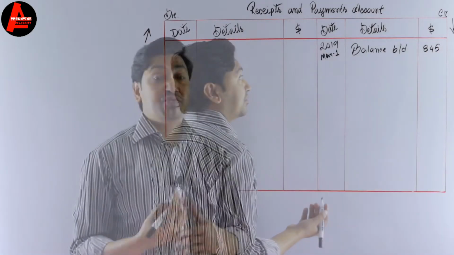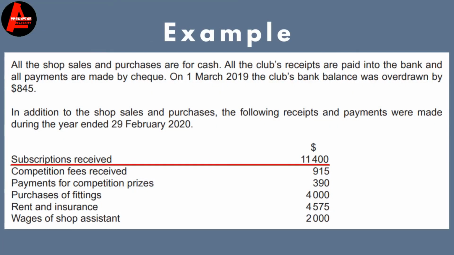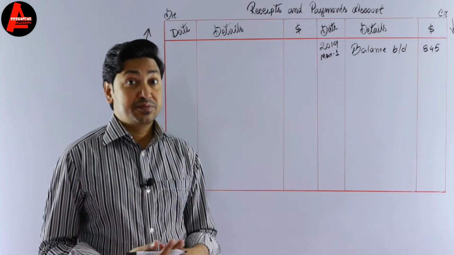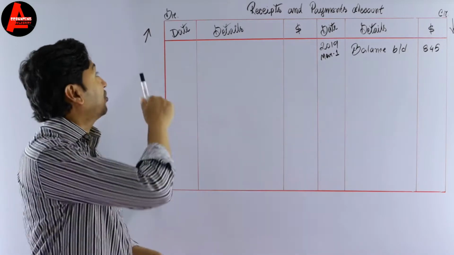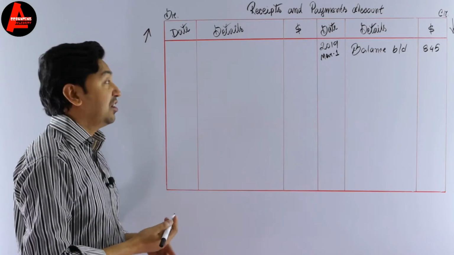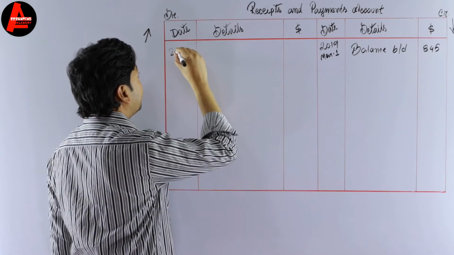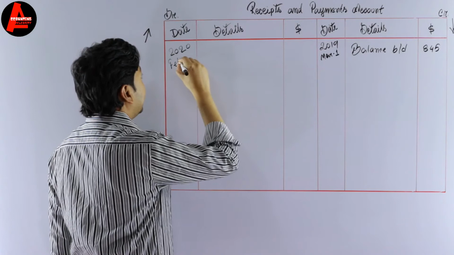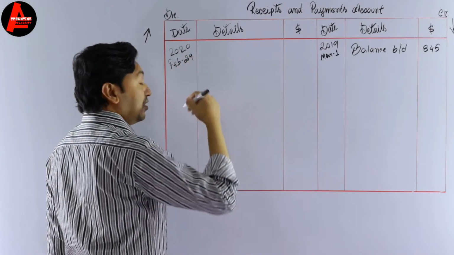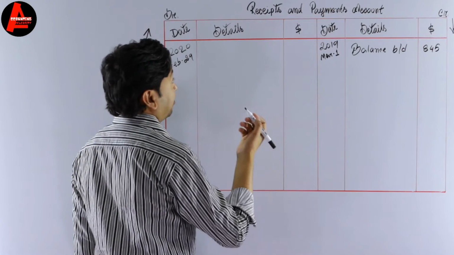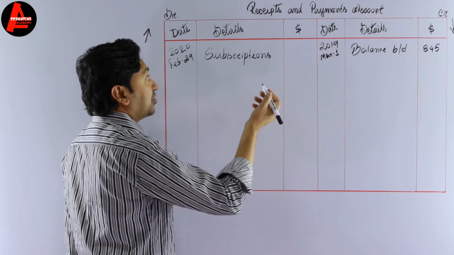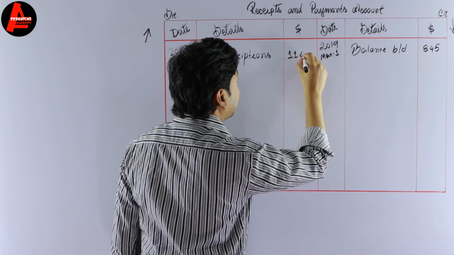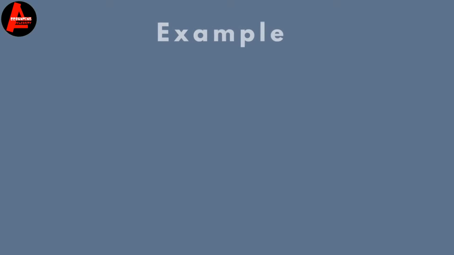Okay, very good. What are our transactions here? Subscription receipt $11,400. When a subscription is received, the balance in the bank will be increased, so it will be here on the debit side. Let us write the date first, 2020 February 29, because we are preparing this receipt and payment account at the end of the period. So we will write here subscription. The amount is $11,400. Very good.